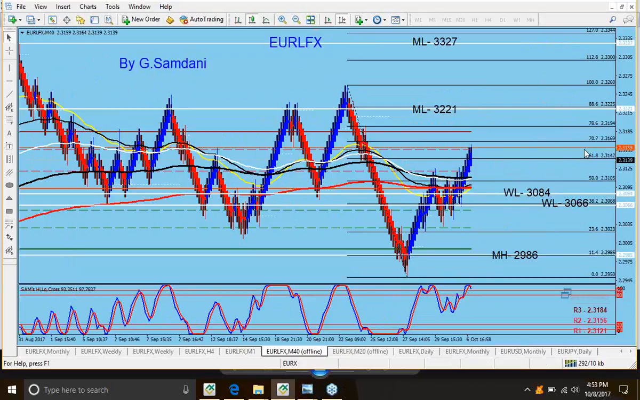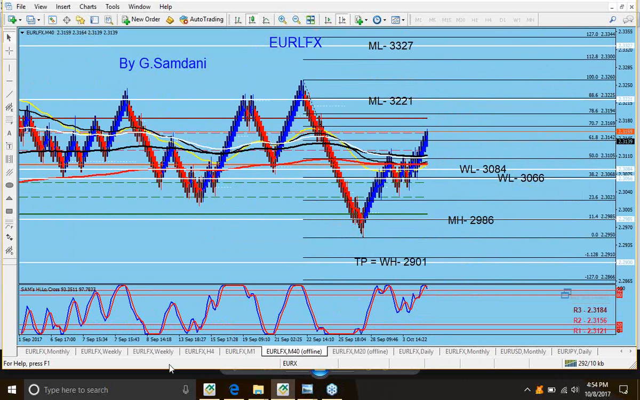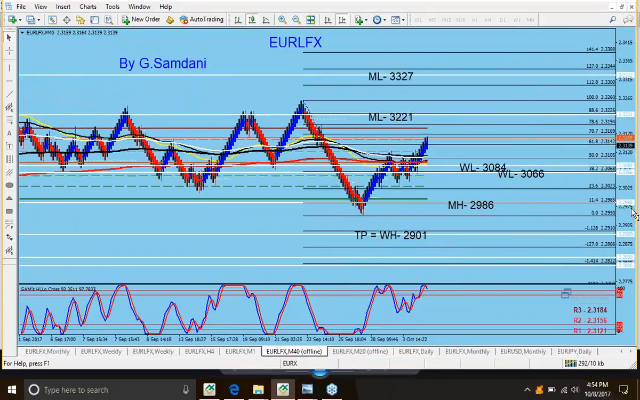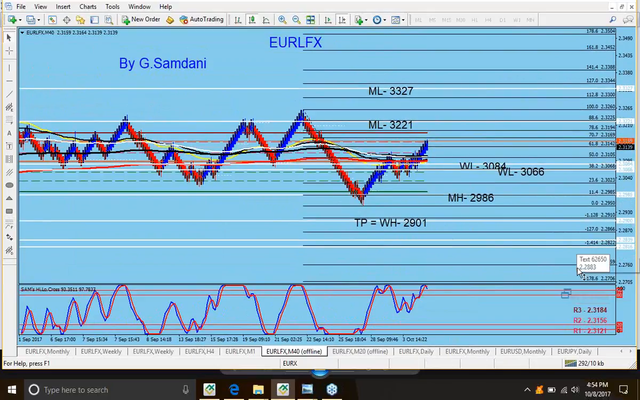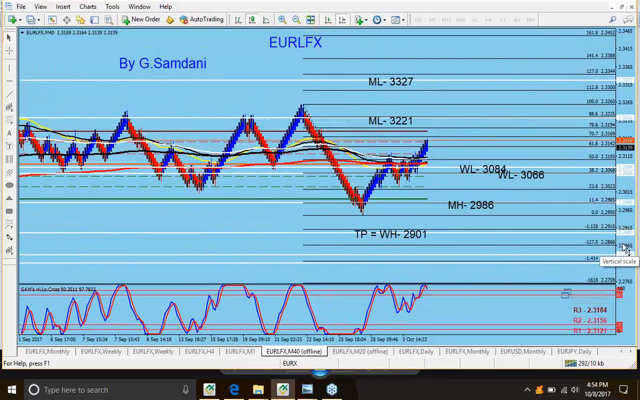So if we stay here at 61% right now, and somehow we start dropping, we need to drop around wave 4, which is 2702. That was my target first, and still the TP right now, 2702 again. I don't have it here.